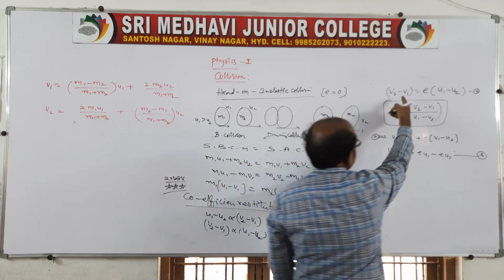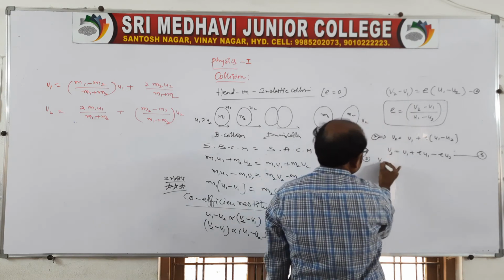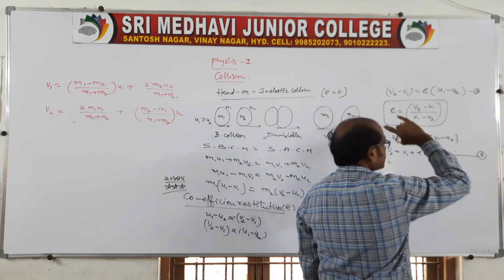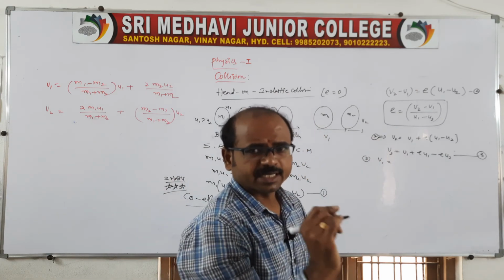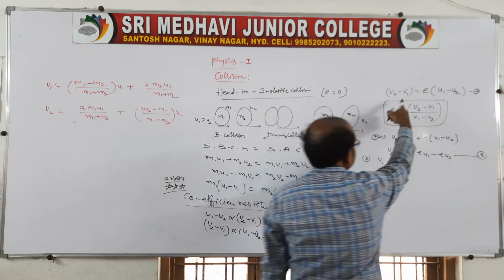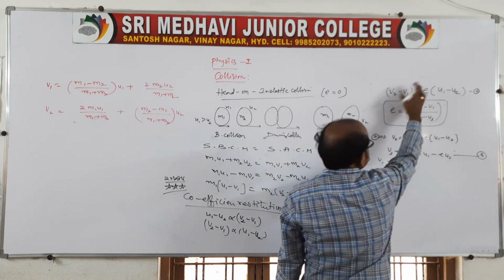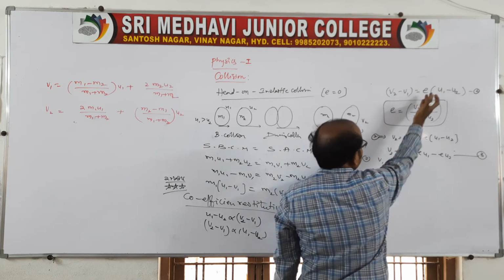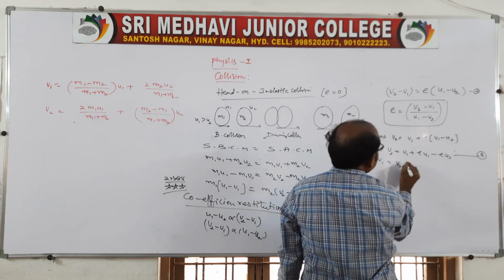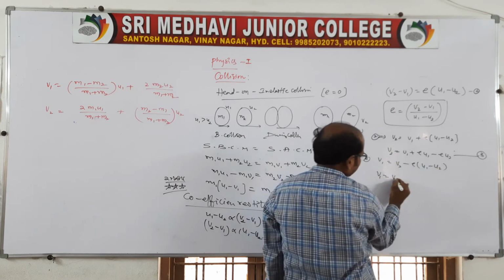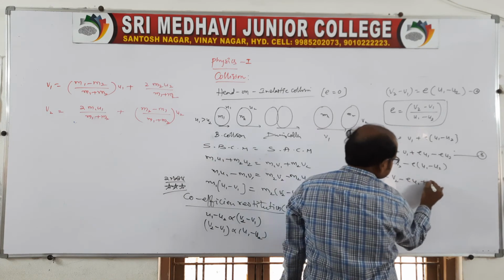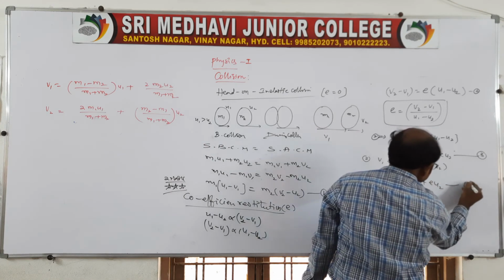In a similar manner, from 2 only you write v1 also. See, in the previous elastic collision also we did the same process. Again you do the same method. This you take this side, because this side becomes plus, and this you take left side, it becomes minus u1 minus u2. Again you multiply v2 minus E u1 plus E u2. This you take as equation 4.